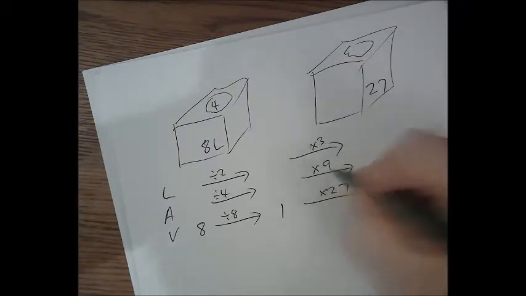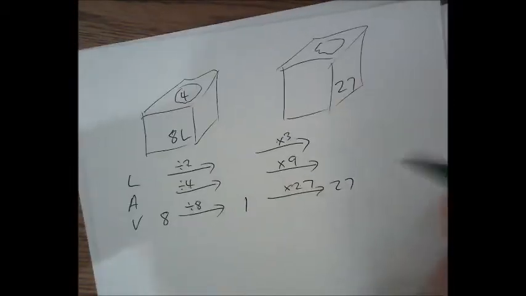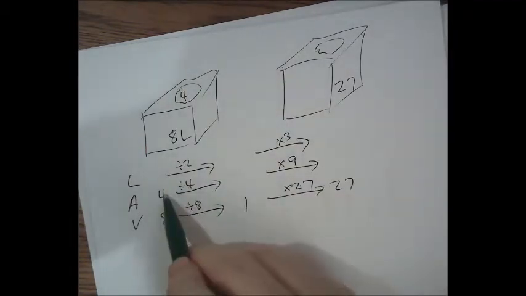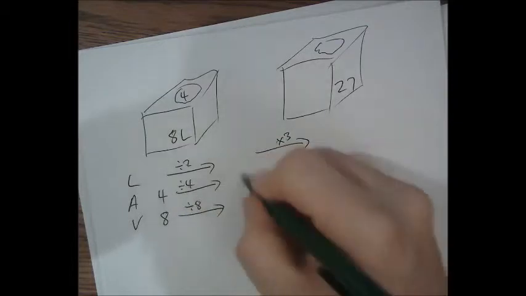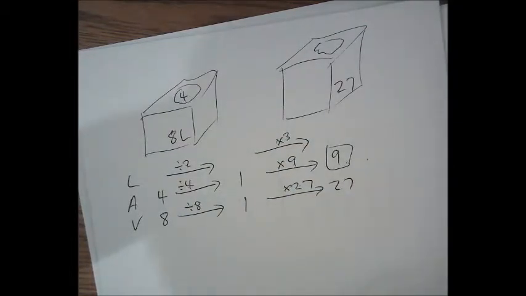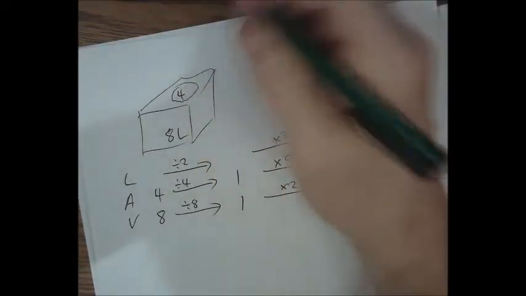So now that all our arrows are complete, we can now do the question. We have an area of 4. You divide 4 by 4, you get 1. You times by 9, you get 9. So that's the answer. So it's 9, whatever it is, square centimeters or whatever.